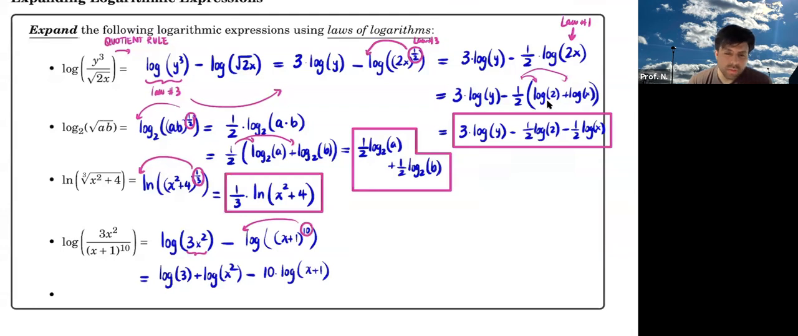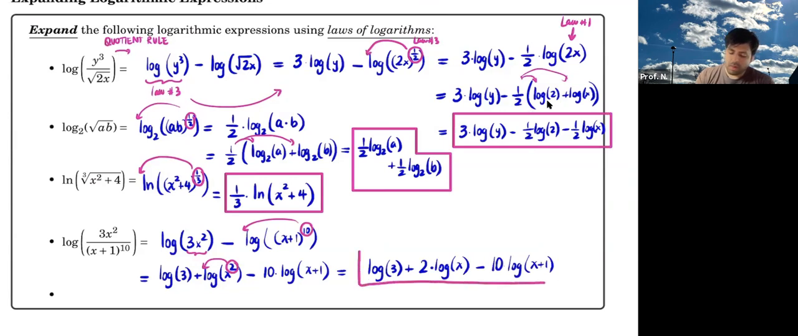And am I finished? I need one more thing, because this guy is okay. But what about this guy here? X squared here has a 2. So this exponent can now be placed in front by the power rule. So then finally, this is my final answer: log of 3 plus 2 times log of x minus 10 times log of x plus 1. And I am finished.